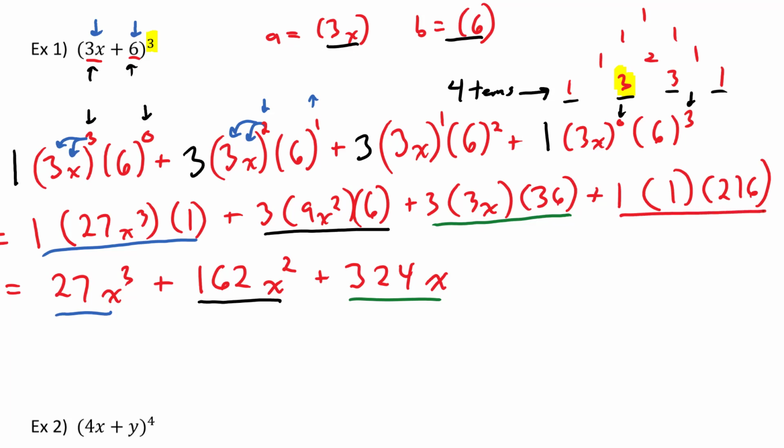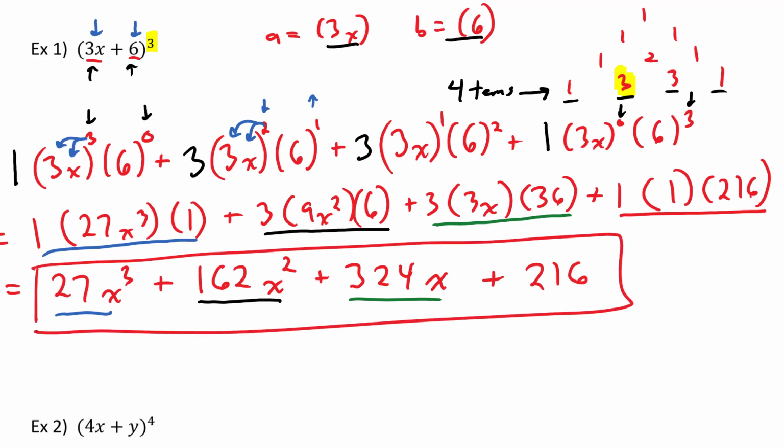Lastly now, let's combine these together. Pretty simple. 1 times 1 times 216, 216. There's your final answer right there.